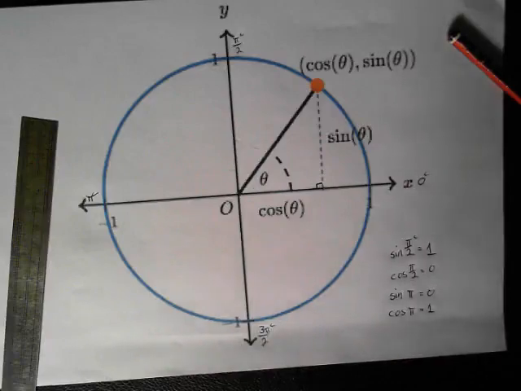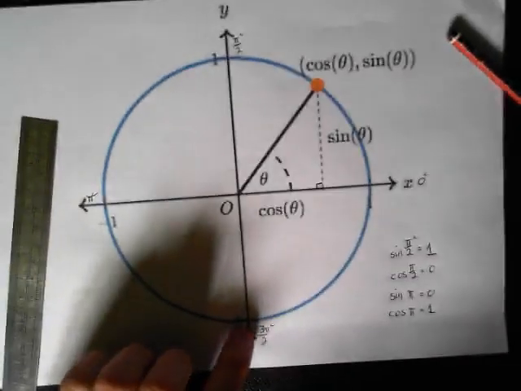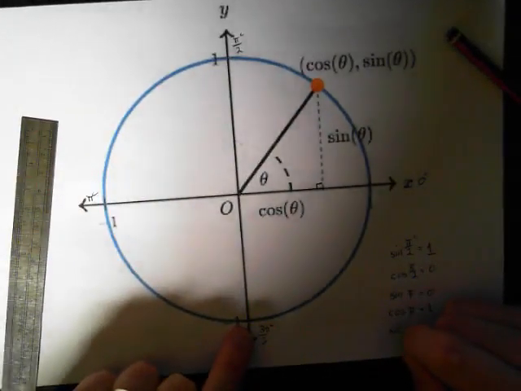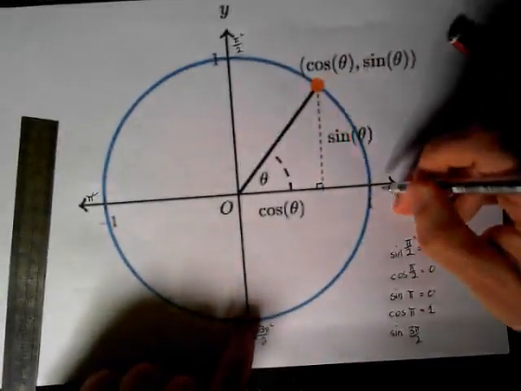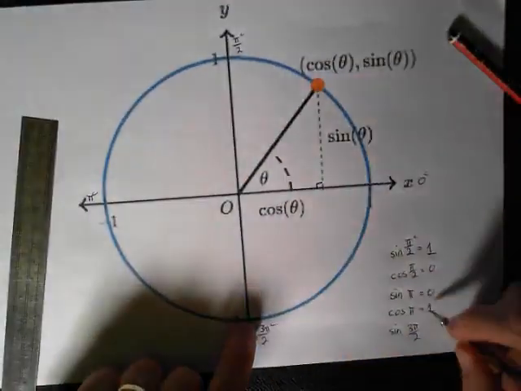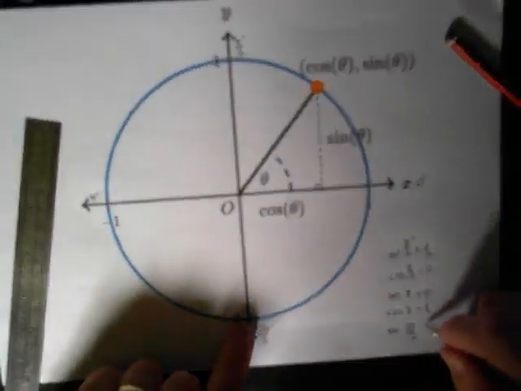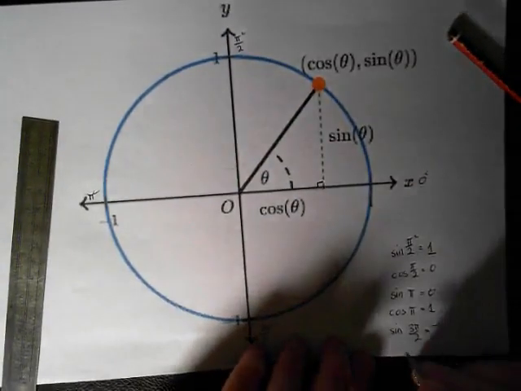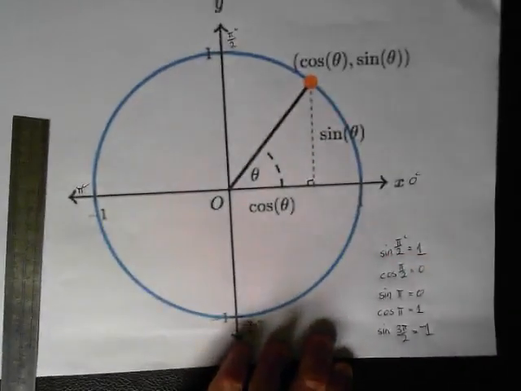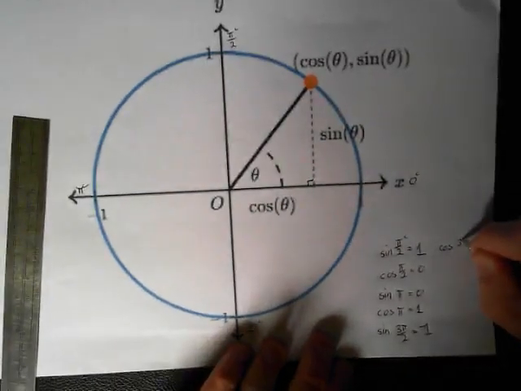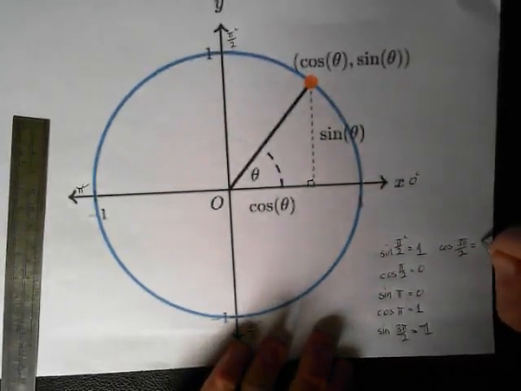And if we go to 3 pi on 2, if we draw an angle all the way around here, what's the vertical component? It's -1. It goes from 0 to -1. You may not be able to see that, I've just realised. And then cos 3 pi on 2 is 0.